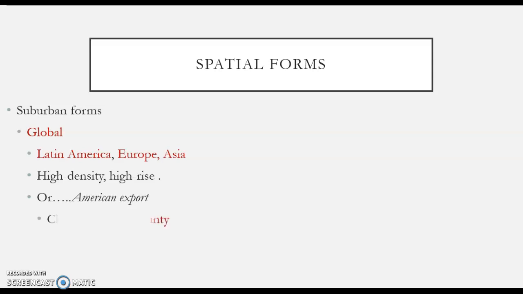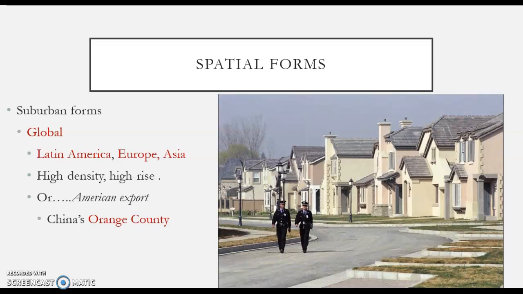We're also seeing some very identifiable aspects of American suburbs in other countries. As China's economy grows and becomes more affluent, there is a greater and greater demand for suburban living. And China has recreated a place called Orange County.